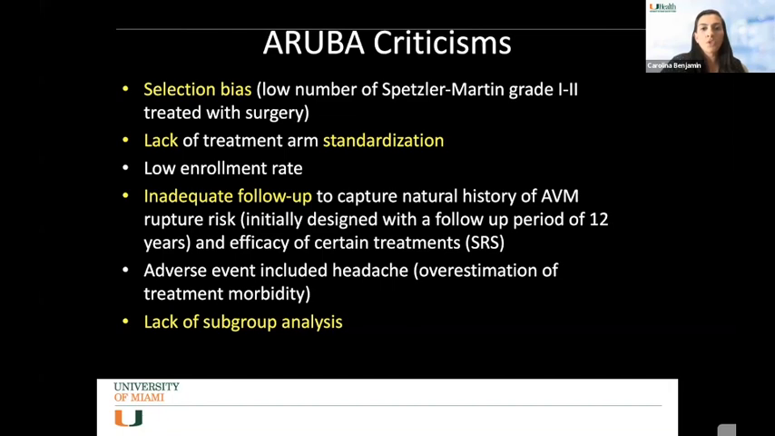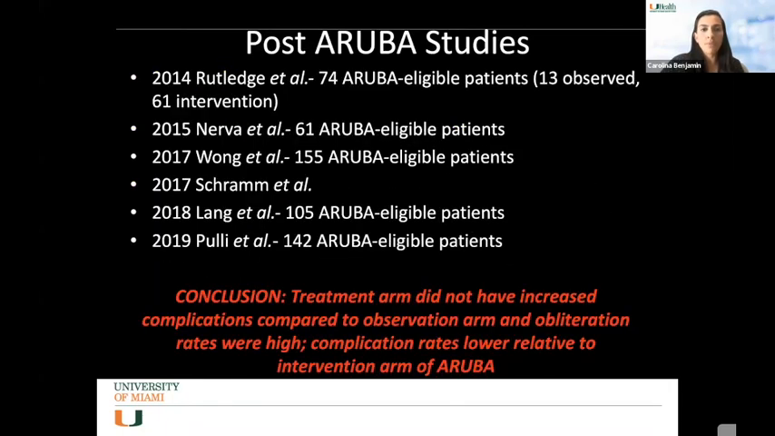So without spending too much time on ARUBA, as we saw, this was a limited study. And this really inspired a series of different studies that were done from 2014 and beyond to try to look at whether or not these were the conclusions that we can make. Now the limitations of a lot of these studies were that they were retrospective and single center in nature. But as you see here, these are all patients who were ARUBA eligible, a large number of patients, and they actually included patients who underwent more surgical intervention.